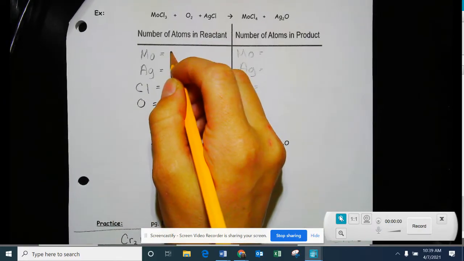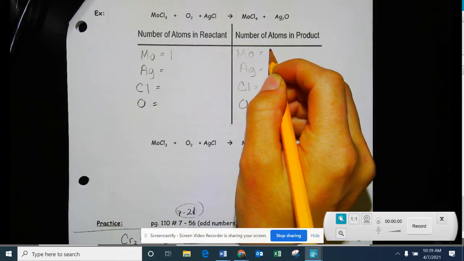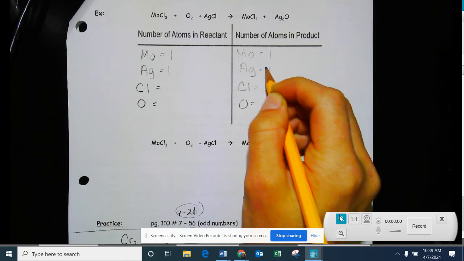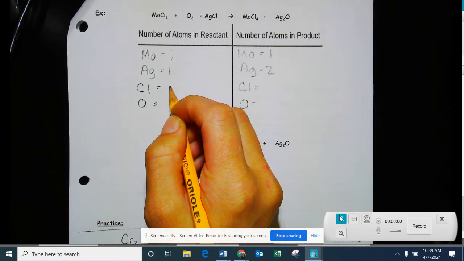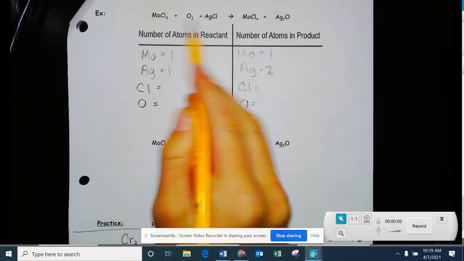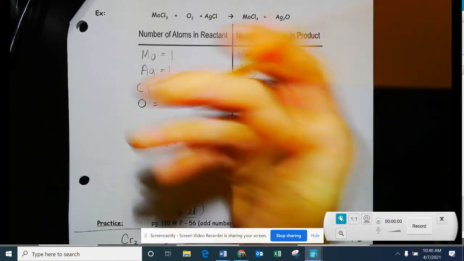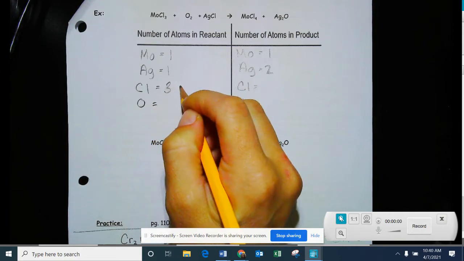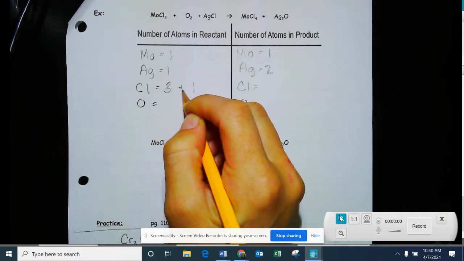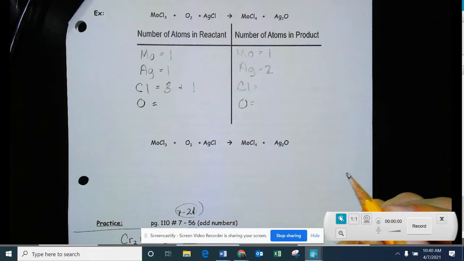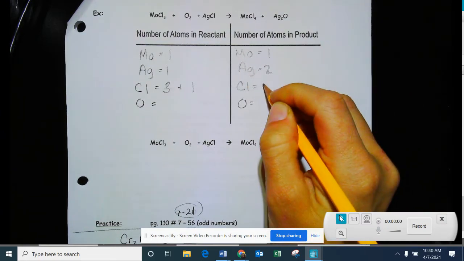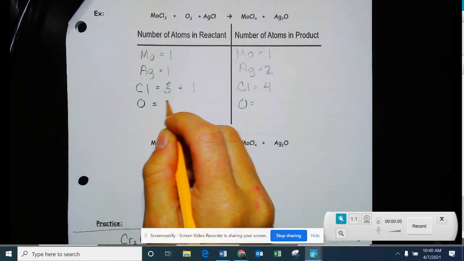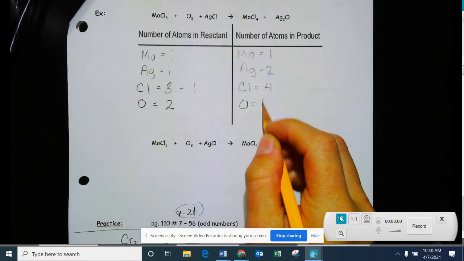Okay, so one of those on this side, one on that side, 1 silver, 2 silvers, Cl, 3, 4. Oh, right, I'm going to write 3 plus. Do you guys all understand why I'm doing the 3 plus 1 here? Okay. And then Cl's on this side, I've got 4, it's only in one compound. Oxygen, I've got 2, and I've got 1.